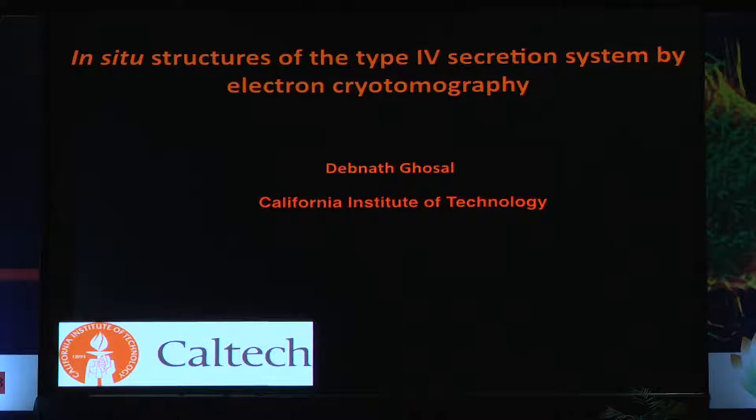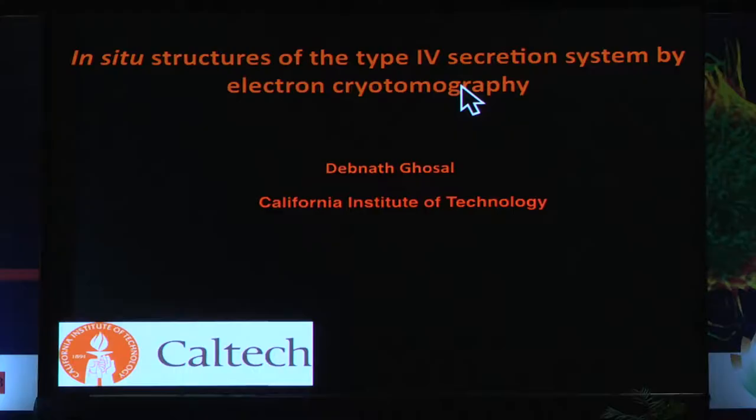So today I'm going to talk about bacterial type 4 secretion systems. We use electron cryotomography to understand how different molecular machines work inside cells without even purifying them. Sometimes there are molecular machines which are so big that you cannot purify them, so the way to look into them is by imaging them inside cells.